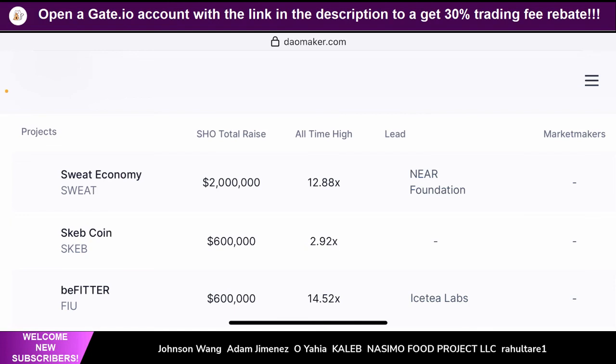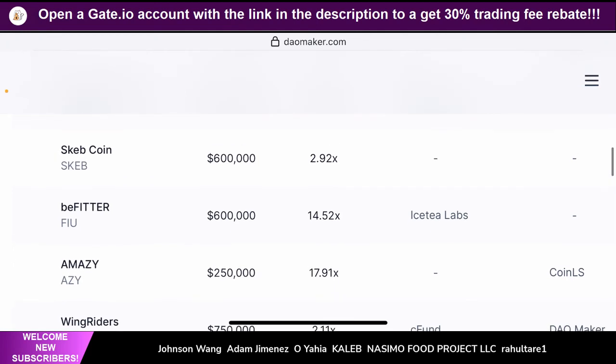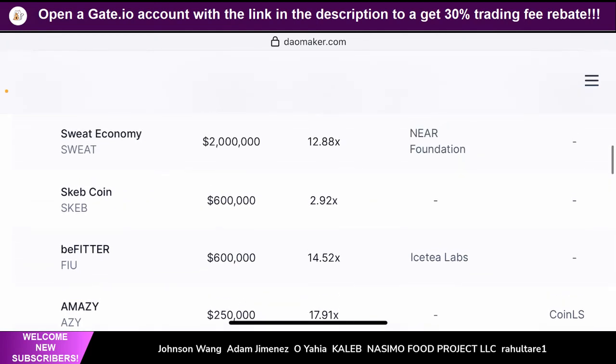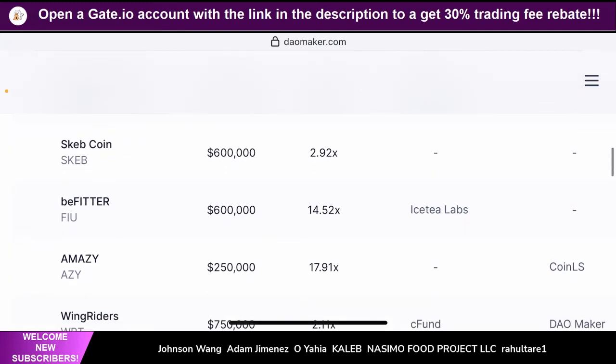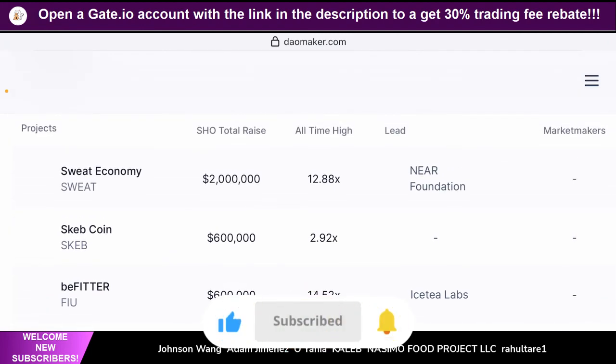So if you go to DAO Maker's website and search for the launchpad, you can basically get information on some of the past IDOs that they have incubated. And if you scroll below, you can first of all see that Sweat Economy was the recent project that they IDO'd, and I covered Sweat Economy on our channel. So if you want to know more about that, please check out that video from my channel. But the next project is Skeb, right? And as you can see, Skeb raised about $600,000 through their IDO, and it only made a 2.92x.